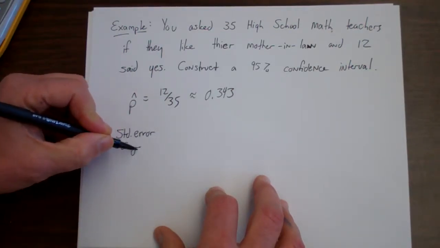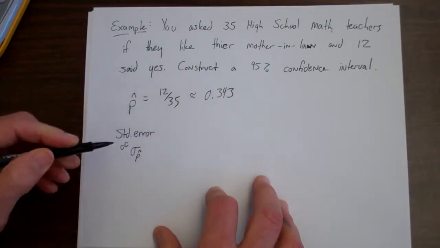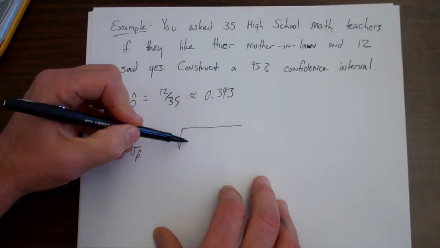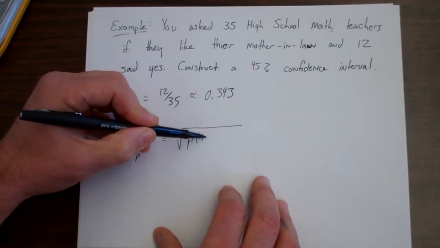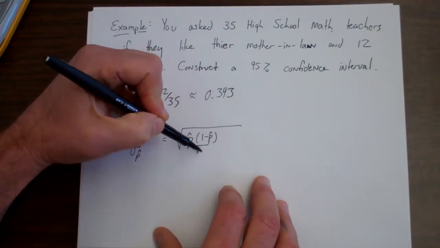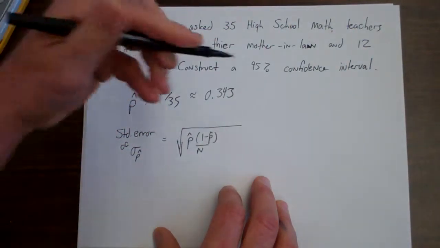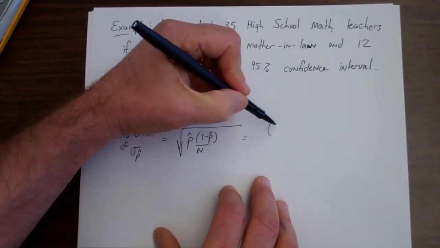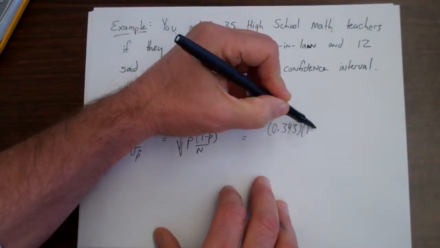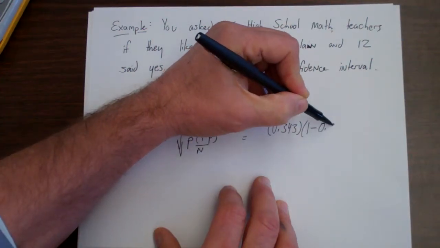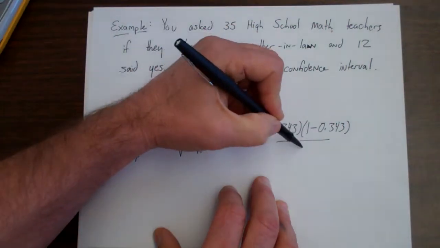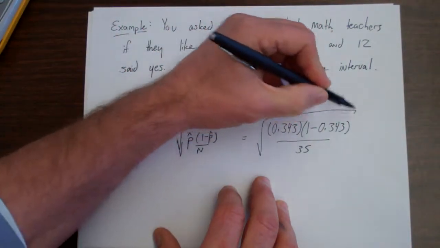The next thing you're going to do is find the standard error of p hat, the estimated value, and that's equal to the square root of p hat times 1 minus p hat, divided by n. In this case, it's going to be 0.343 times 1 minus 0.343, divided by 35, your sample size. You're going to take the square root of that.